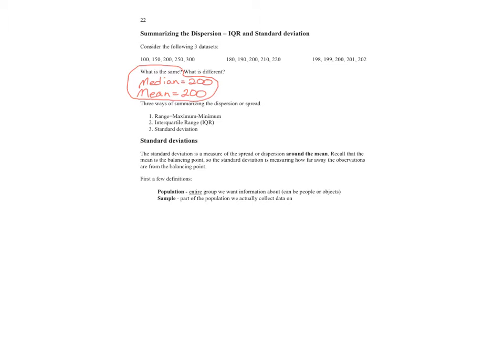So what is different? Well, this one ranges from 100 to 300. This one ranges from 180 to 220, much smaller range. And this one ranges from only 198 to 202. So what's different is how spread out the numbers are. The first little data set has a range of 200, coming from 300 minus 100. The second one has a range of 40 from 220 minus 180, and the third one has a range of 4 from 202 minus 198.